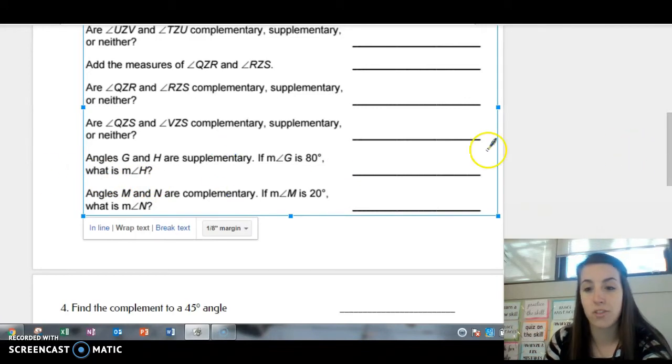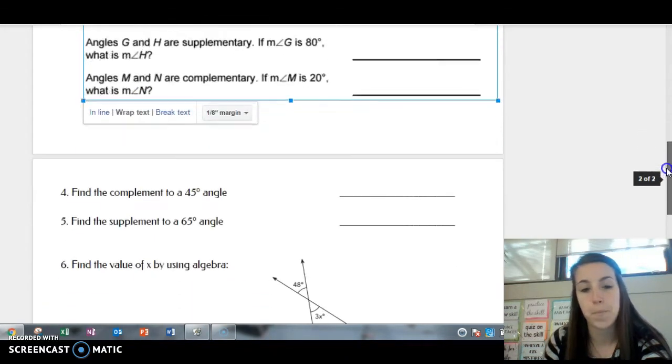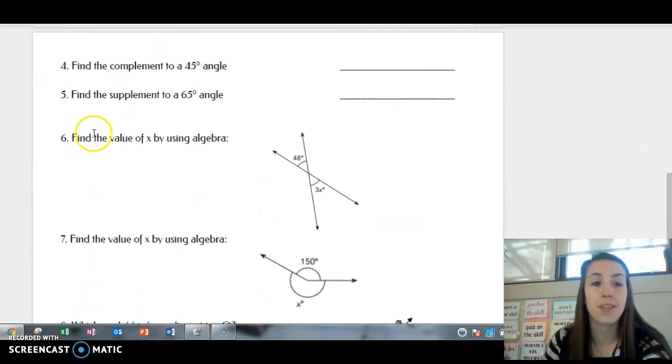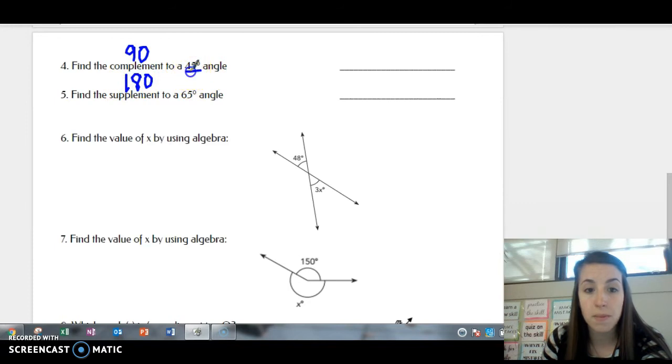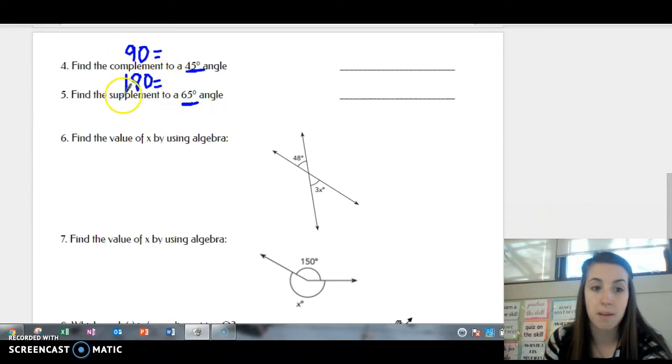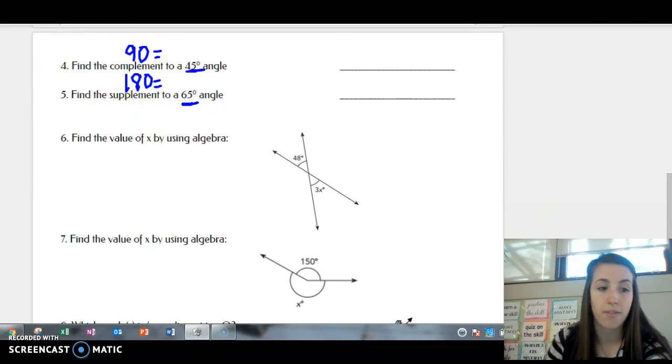All right, next page. If you go to the next page, let me grab the mouse here. I'll scroll down. You're doing something very similar for questions 4 and 5. Just know that for question 4, they're asking for the complement, so that's 90. For the supplement, it's 180. So if one of the measures is already 45, can you tell me the other measure where it would give me a complement? One of the measures is already 65, give me the measure where it equals a supplement. You're doing the same thing on questions 4 and 5.